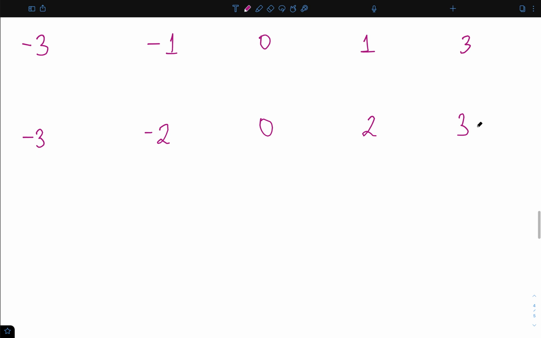Here I have my deviations from my two data sets. And rather than looking at these deviations, we're going to square each of these deviations. That would give us for our first data set 9, 1, 0, 1, and 9. For our second data set, 9, 4, 0, 4, and 9. Since multiplying two negatives gives a positive, there will no longer be negatives to deal with, so our average will no longer be 0.